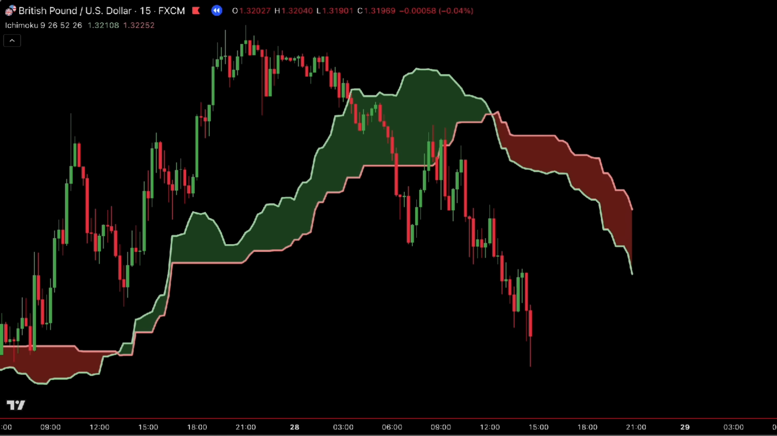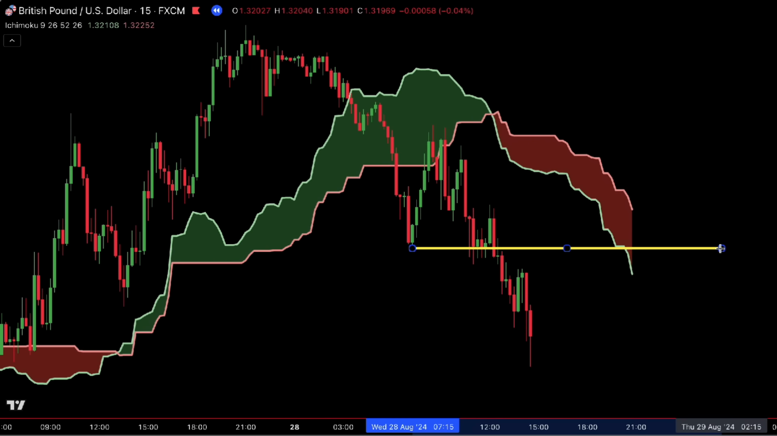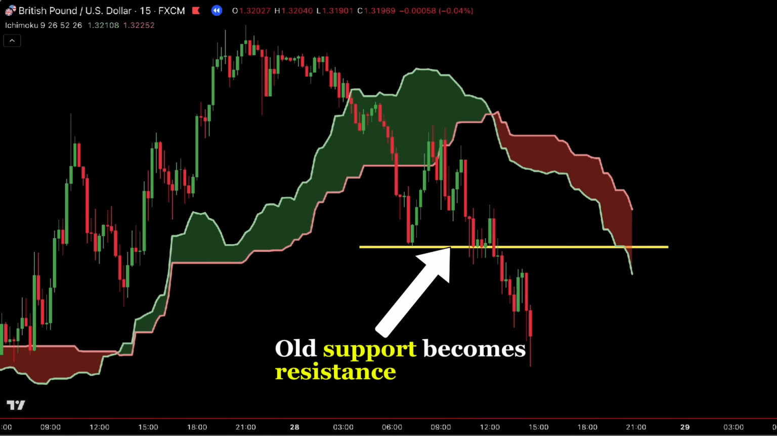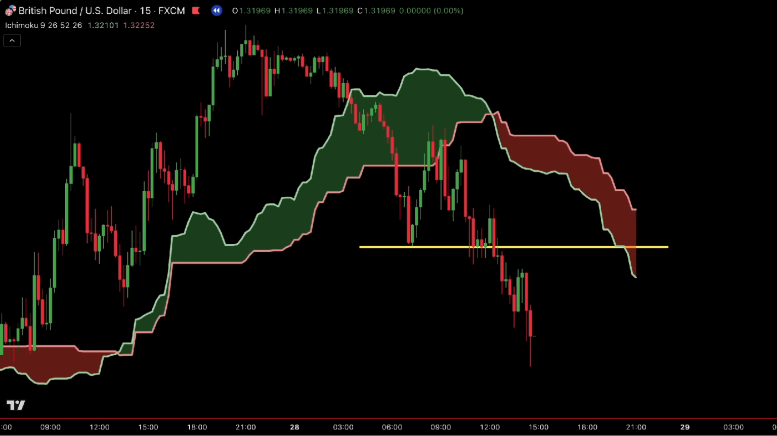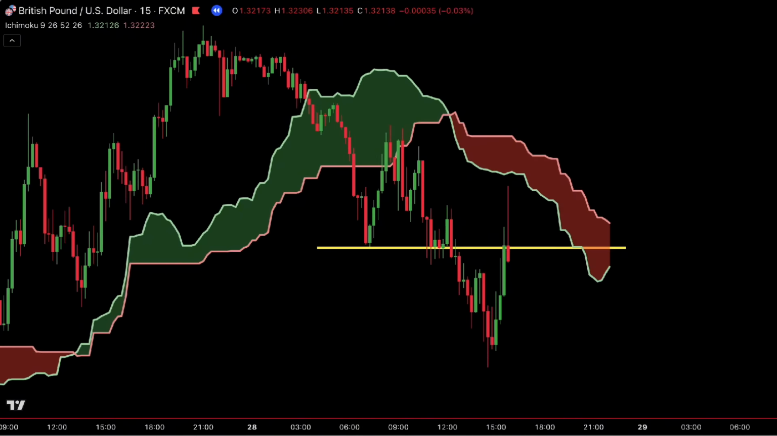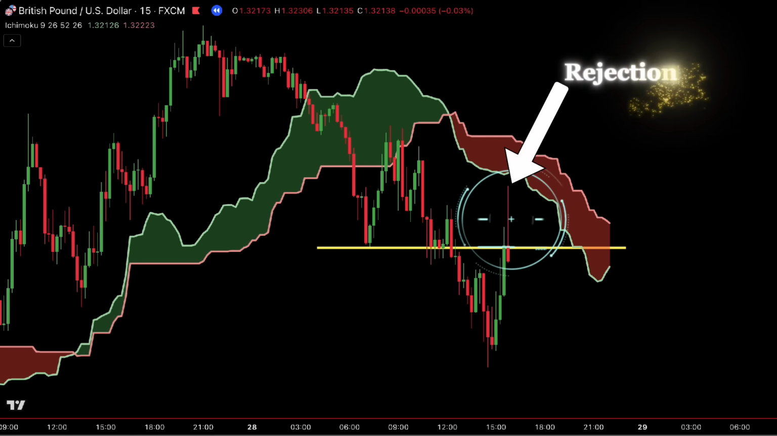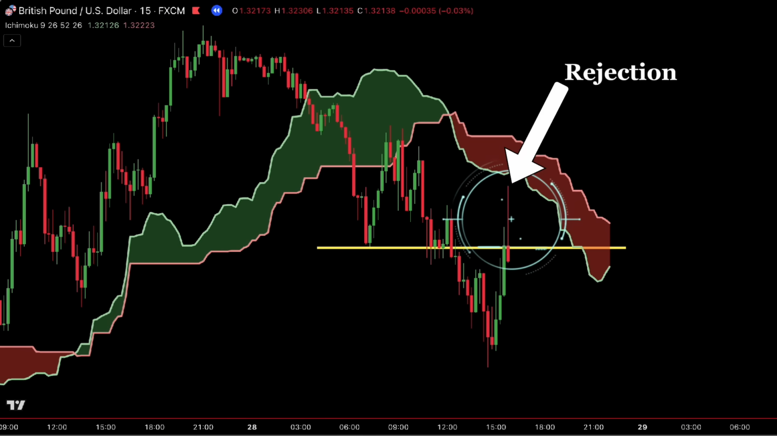The next step? We look to the left side of the chart to identify a previous support level, a point where price bounced earlier during the uptrend. This level is now important. Since the trend has turned bearish, that old support becomes new resistance. So we wait for price to pull back up into that level, and when it gets there, we watch for a clear rejection, like a bearish engulfing candle or a long upper wick. In this case, price reaches the resistance, tests it, and then gets firmly rejected. That tells us sellers are stepping in to defend the level. This is our short entry signal.